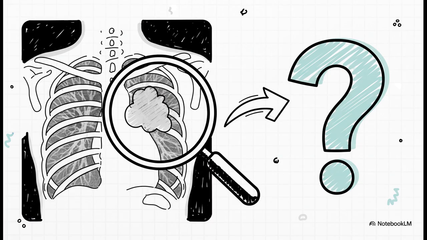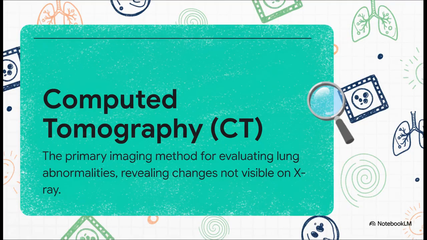But what happens when you get that X-ray back and it's either totally clear or maybe there's a weird little shadow but nothing definitive? Your gut, your clinical instinct is screaming that something's not right, so what's your next move? Well, the answer is computed tomography, CT. This is the primary imaging method for checking out lung abnormalities. It's really the cornerstone here. CT gives us these incredibly detailed cross-sectional images, basically a slice-by-slice view that can reveal all sorts of changes that you just never see on a regular X-ray.